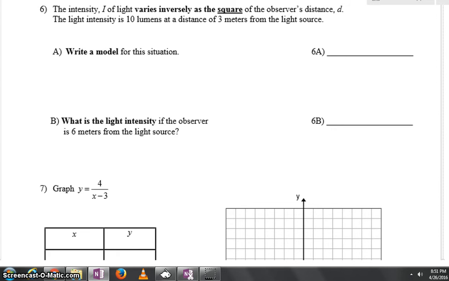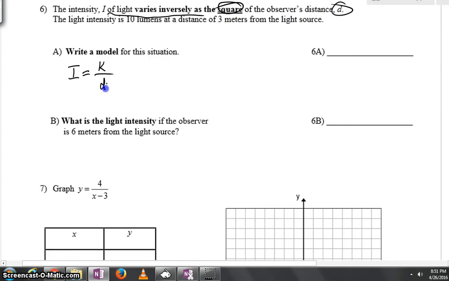For page 2 of our Chapter 9 practice test, or our first review of it, let's go back to some variation. For number 6, the intensity of light, I. It says varies inversely, so we know we're going to have to divide. Say K divided by, but now we've got the square of the observer's distance, D. We have to be so careful. It's not just K divided by D, but K divided by D squared.